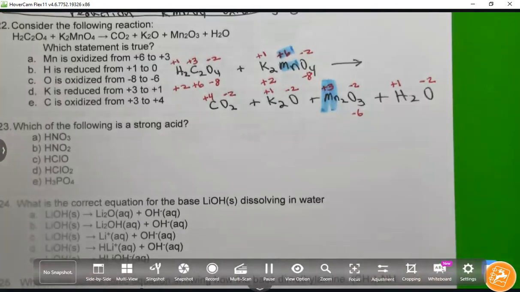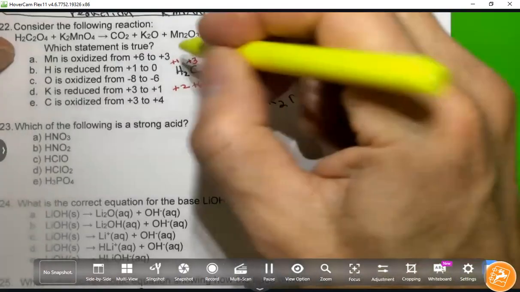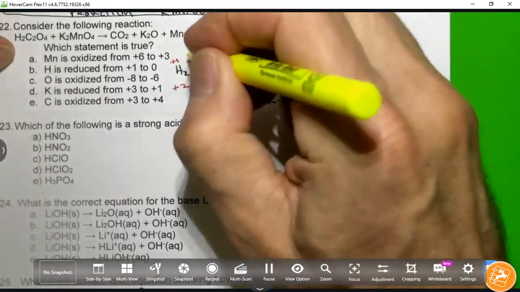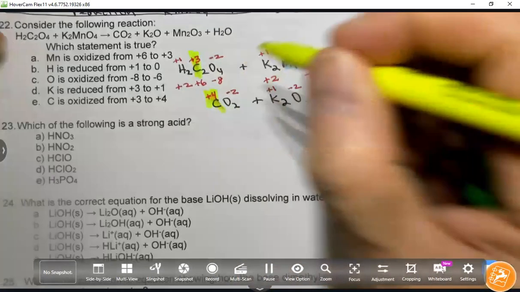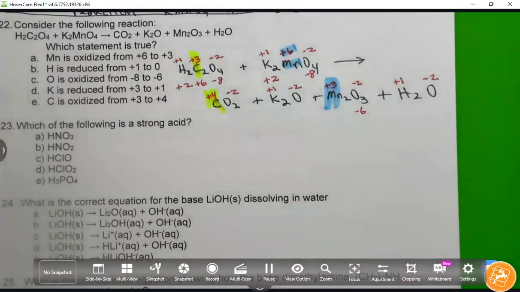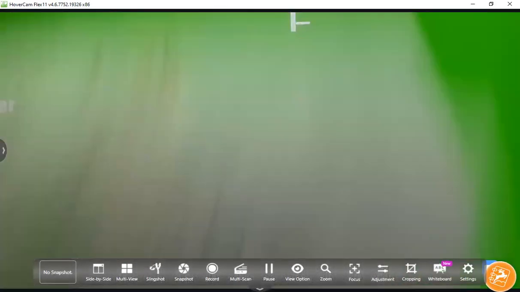Carbon is +3 to a +4. So that'll help you out with 22. Okay. All right, that's all good review.